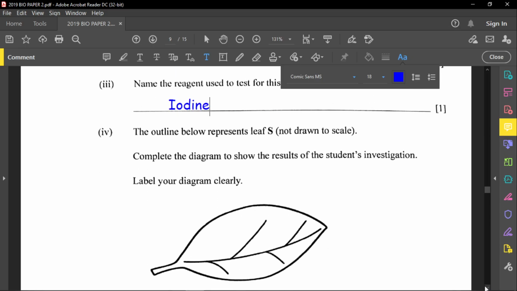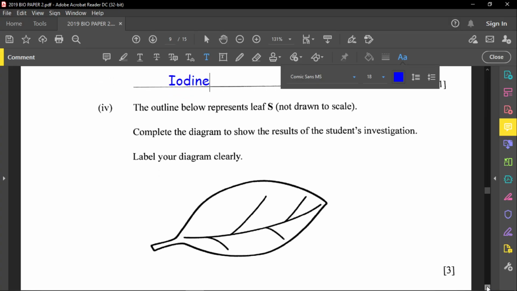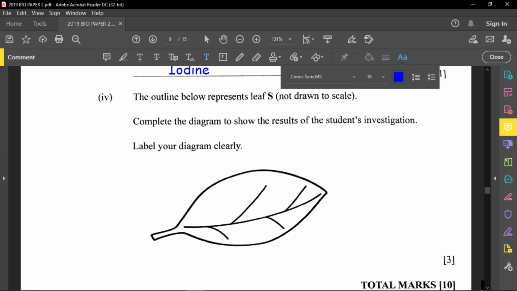Number 4, it said the outline below represents leaf S, not drawn to scale. Complete the diagram and show the result of the student investigation. Label your diagram clearly. So let's do some drawing here now. We're going to outline what is happening here. And so remember the leaf.